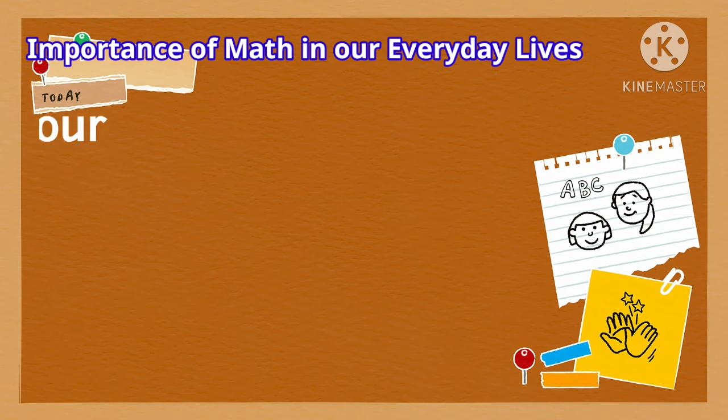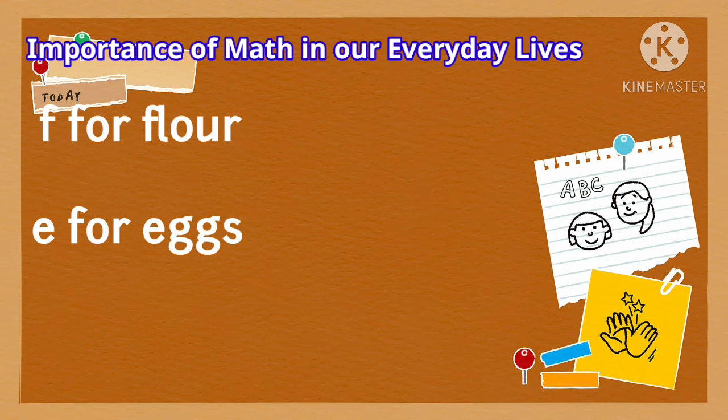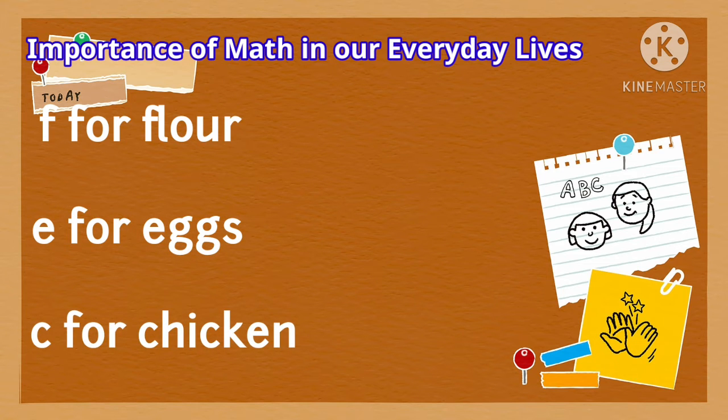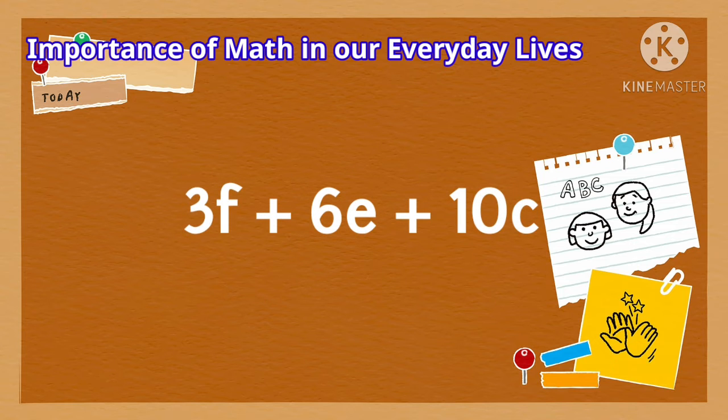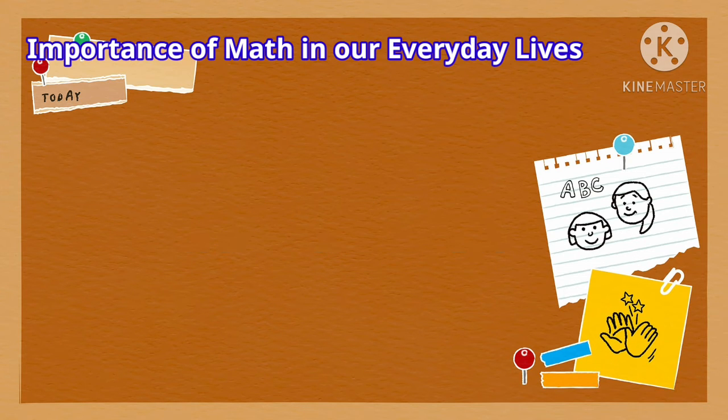We can use the letter f to denote the price of flour, e for the price of our eggs, and c for our chicken. Our constructed polynomial should look something like this: 3f plus 6e plus 10c. Now that we have our polynomial, we can now calculate the total prices of our bought items.